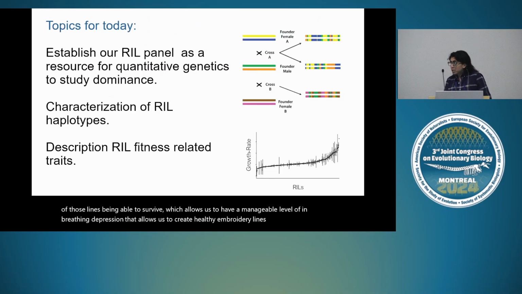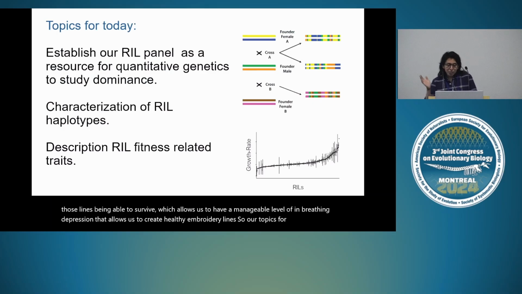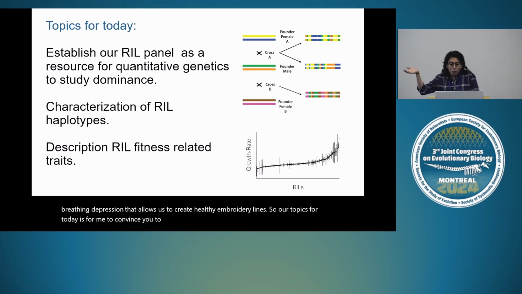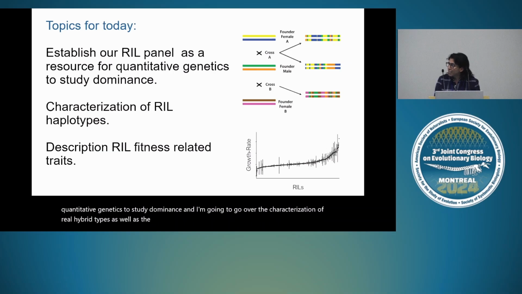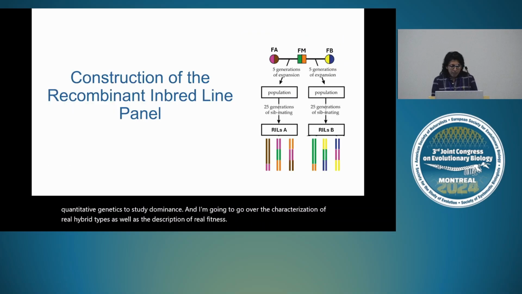So our topic for today is for me to convince you that our RIL panel is a good resource for quantitative genetics to study dominance. I'm going to go over the characterization of RIL haplotypes, as well as the description of RIL fitness-related traits. So first, I'm going to go over the construction of recombinant inbred lines.